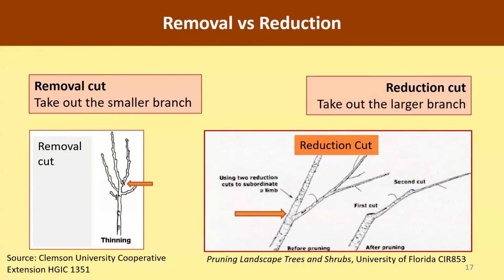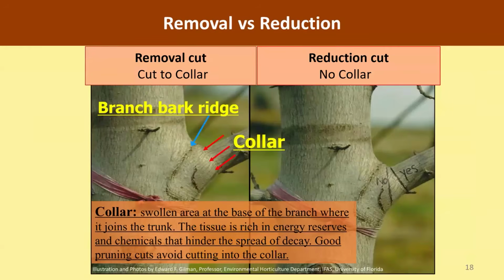There's another difference. The removal cut is made at the collar, and the reduction cut is made at a point of a branch where there is no collar. So, what is collar and why is that important?